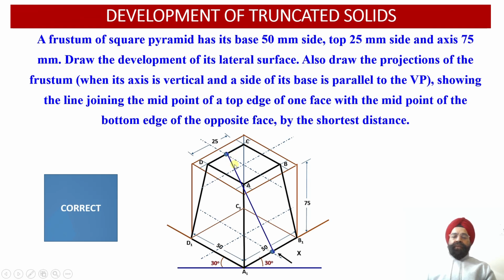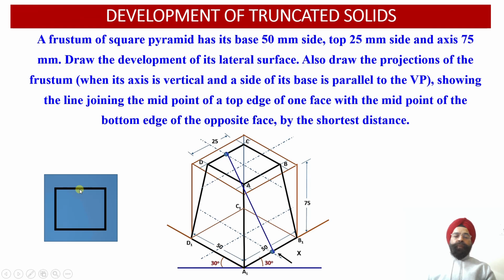So we are required to obtain this string on the developed surface, and thereafter obtain the projections of this particular string in the front view and the top view. So we can check it out. This is the projection of the base of the square pyramid onto the ground having edge length equal to 50 mm. Now this is the top view corresponding to the top face of the frustum having edge length equal to 25 mm.